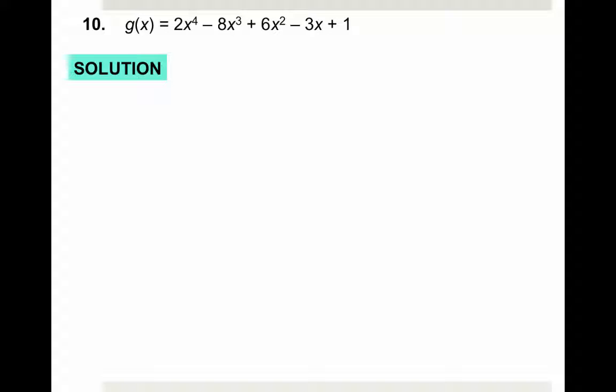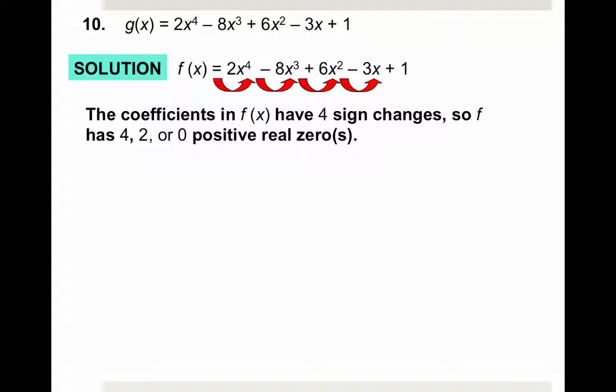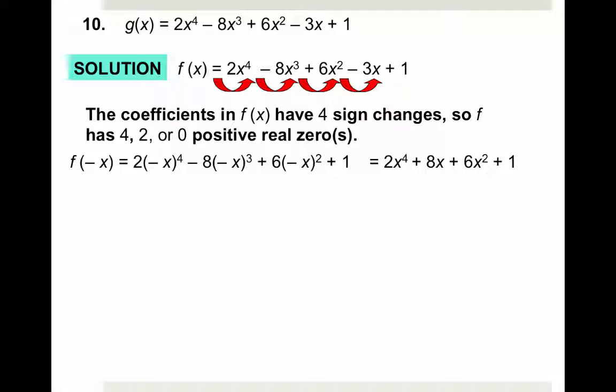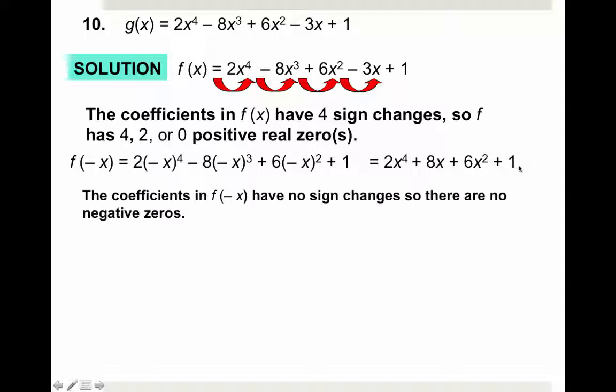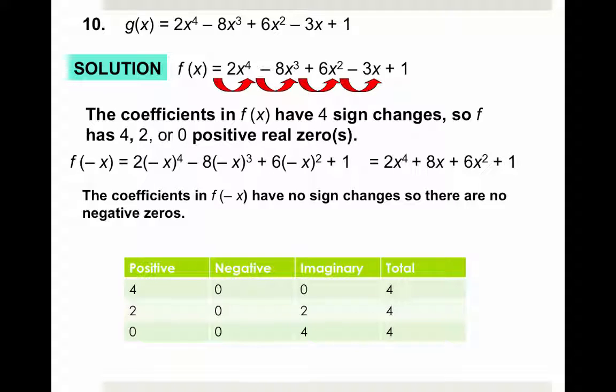All right, so hopefully you saw that your changes, it goes 1, 2, 3, and 4. So that's 4 possibilities, 2 possibilities, or 0 possibilities. So this is going to have a little bit bigger of a table. All right, and then when we plug in the negative x's, we reduce it to 2x to the 4th, 8x, 6x squared, and 1. And notice that doesn't change at all. It's all positives, so there are no negative answers.